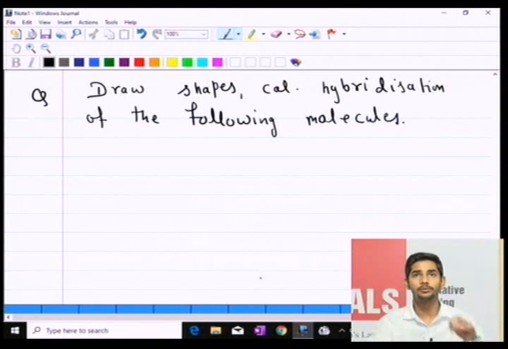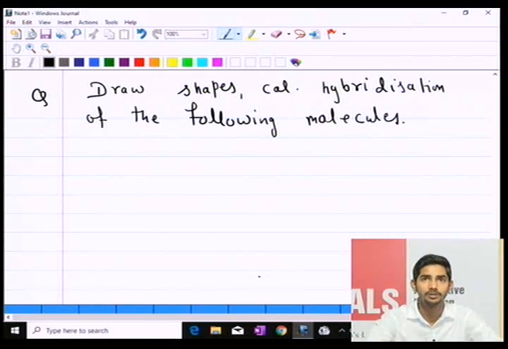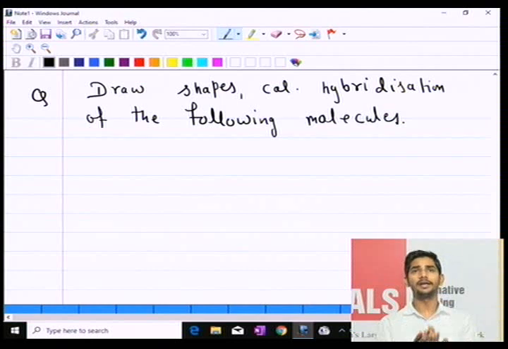Okay, so guys, this is the question for you. I'm giving a few examples. You have to draw the shapes, and tell me the hybridization and name of the shape as well. Definitely guys, you can use your table. Okay, I would suggest how you will use the table.